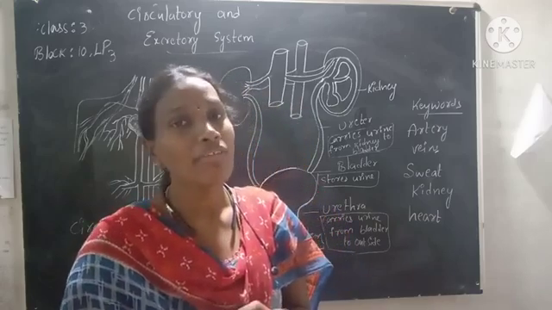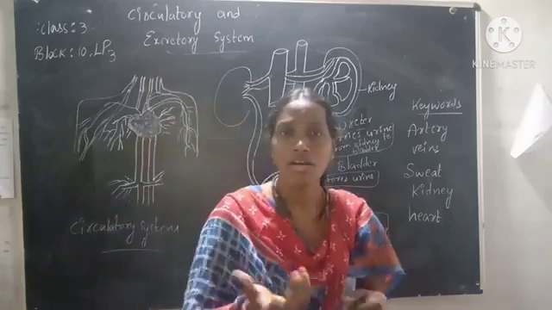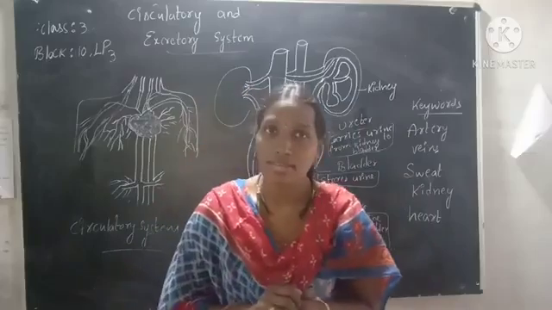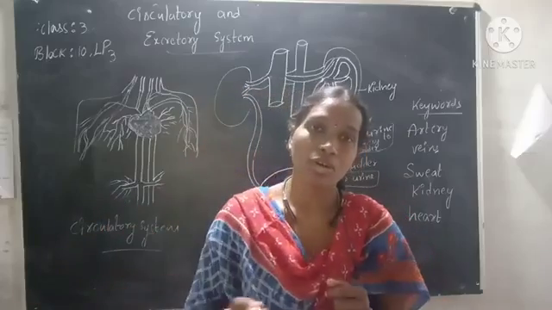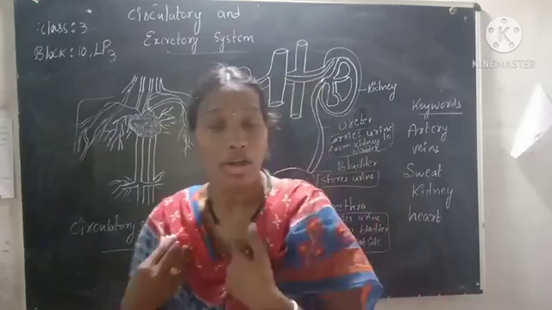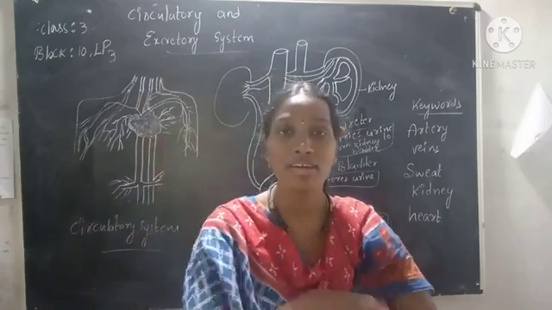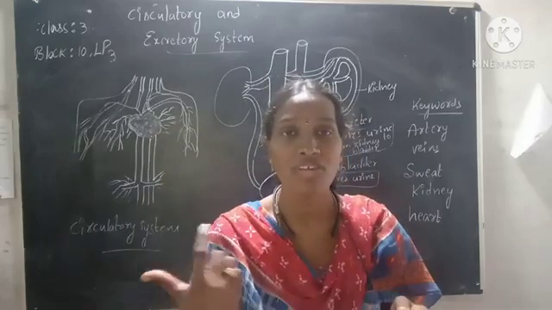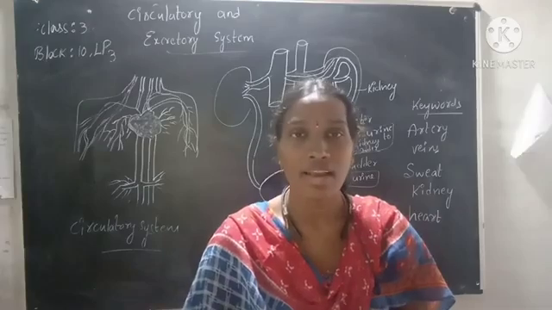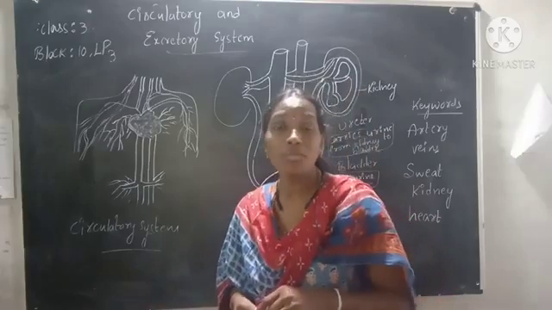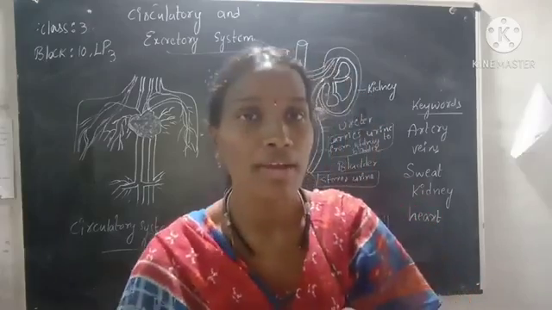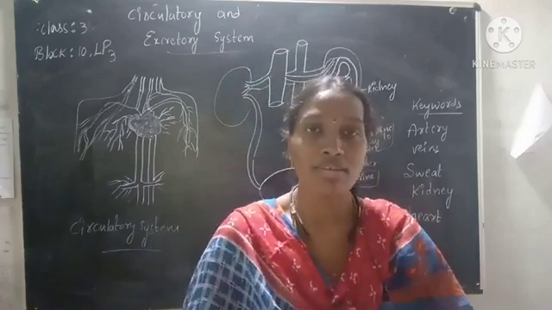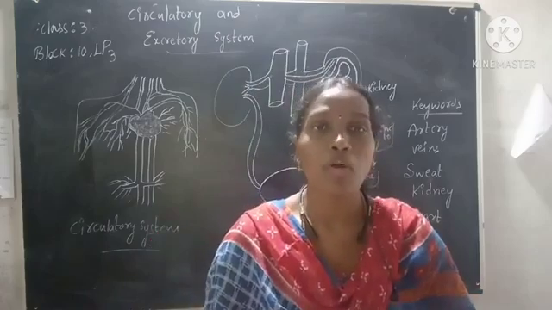Now, first, we are going to discuss the human circulatory system. Already we know that we have so many nerves and veins in our body. Our human body is made up of so many nerves, veins. The human circulatory system is very important because it circulates blood all over the body.